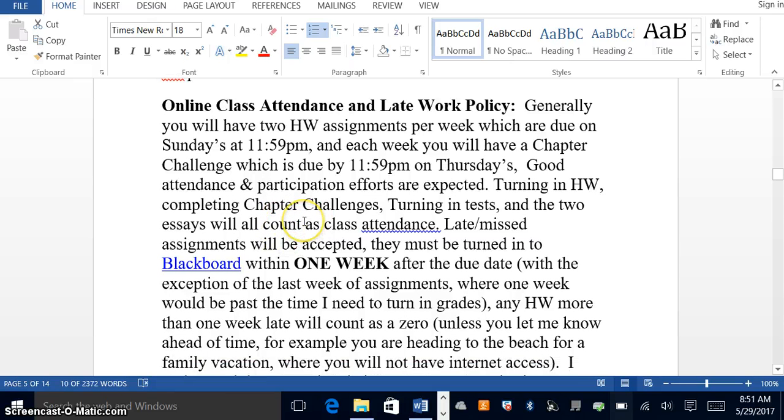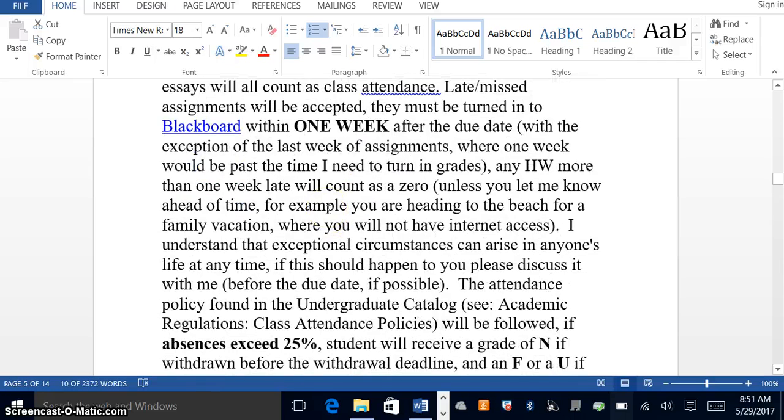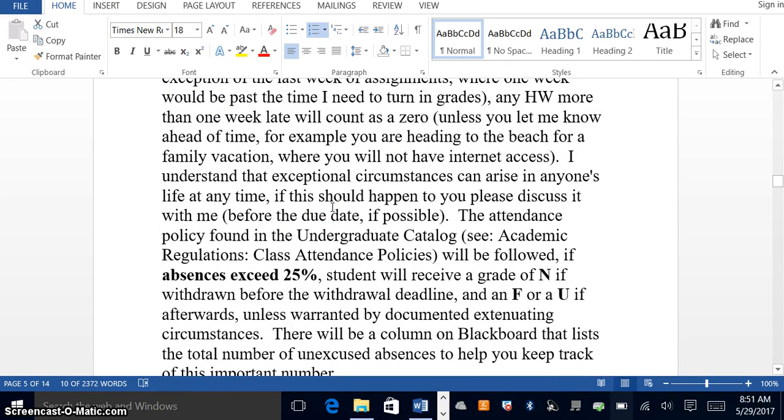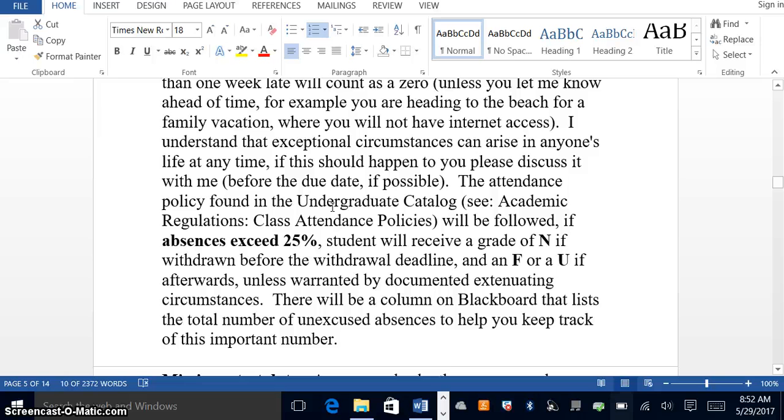Remember, chapter challenges are due on Thursdays, a minute before midnight, and the generally 2 homeworks a week are due on Sundays, about a minute before midnight. All right, so make sure you keep up. It's really easy to get behind and not do homework assignments. Sometimes of course there are reasons for that. You can't control what happens with your loved ones, so if there's a sickness in the family or something like that, just email me and let me know.